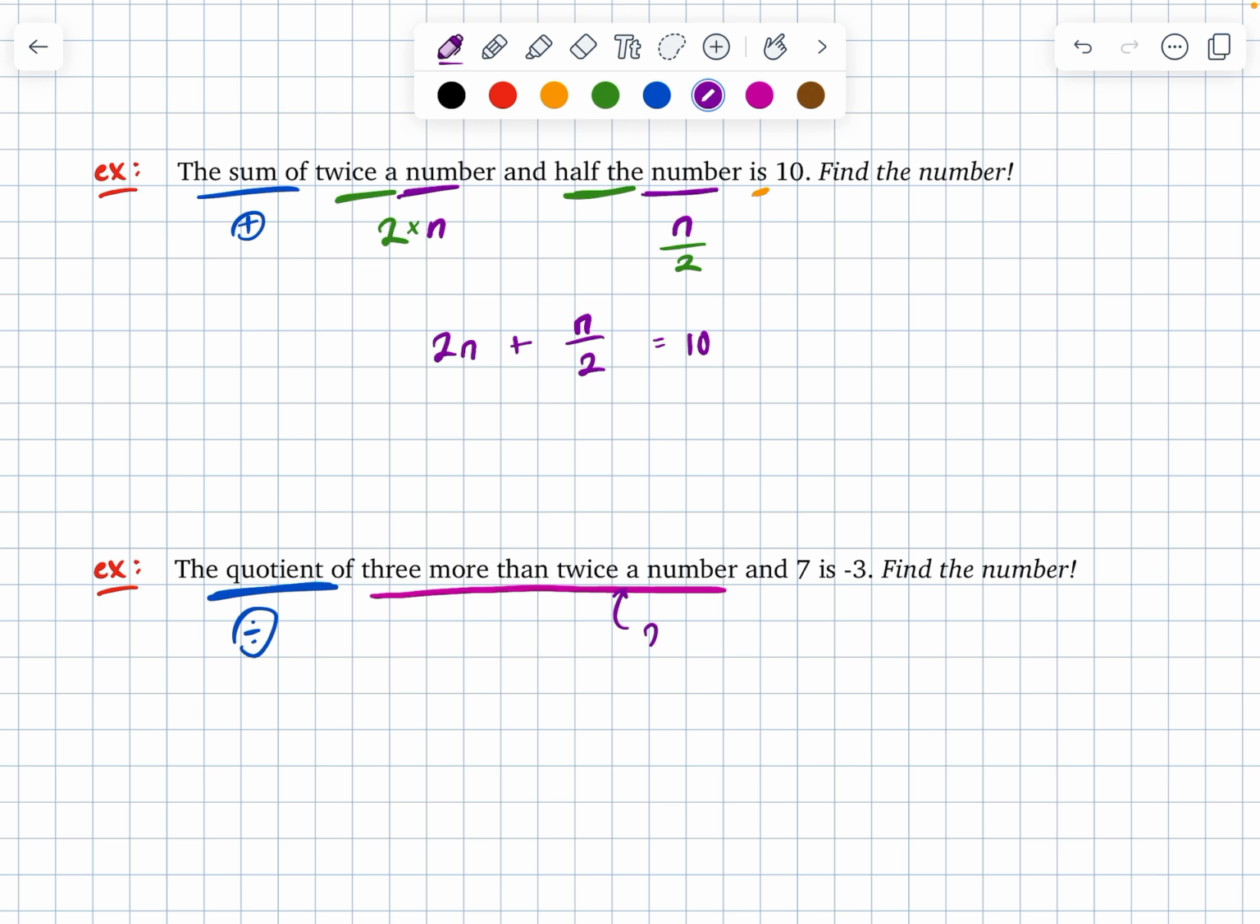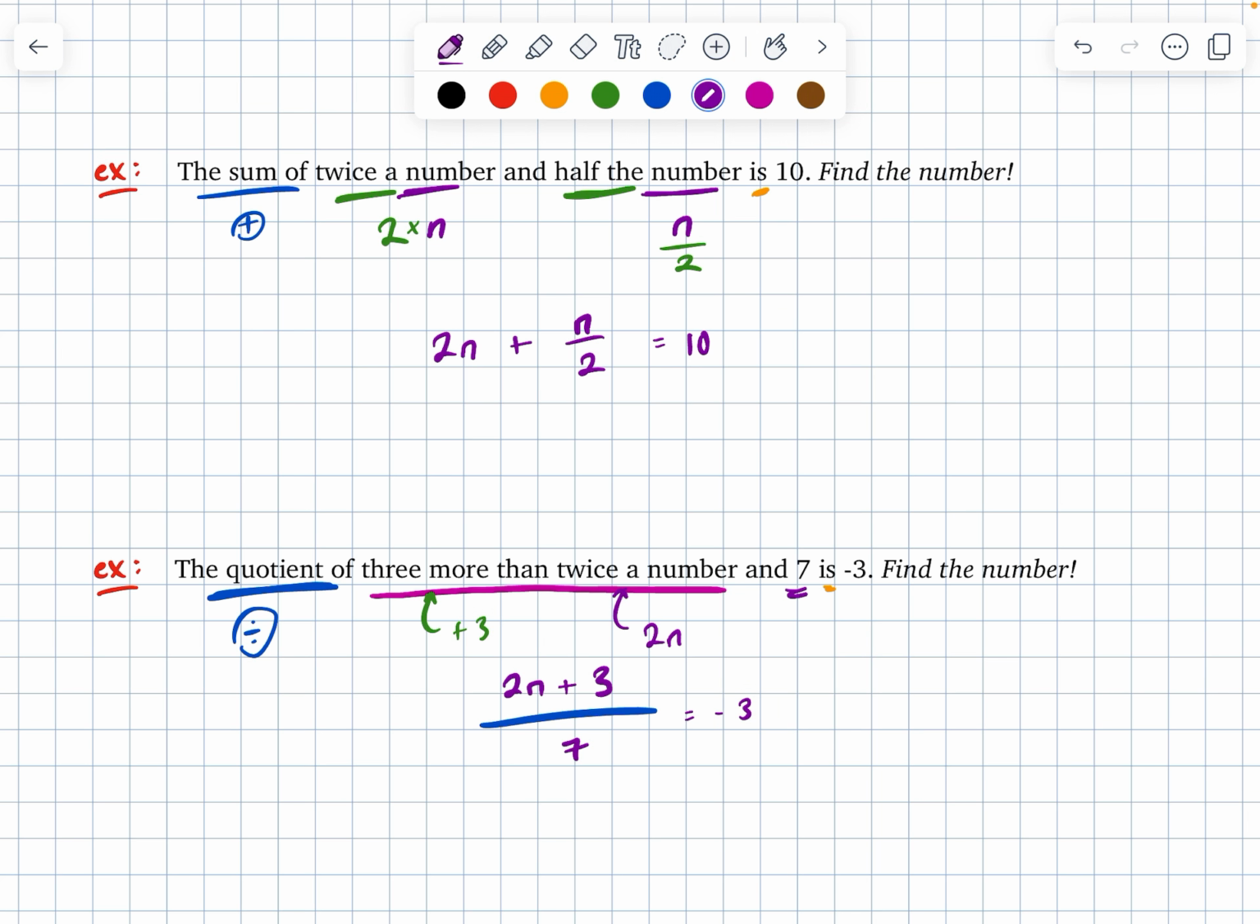Twice a number, well, I know from above, twice a number is 2n. 3 more than twice a number, well, 3 more than 1 is 4. And how did I get there? Well, that just means that I added 3. So in the numerator, if I think of my division as a fraction, the thing being divided should be 2n, and then 3 more than 2n would be 2n plus 3. And then I've got my division here. The thing doing the division is that 7. And then when I do that division, it is -3, so this equals -3.